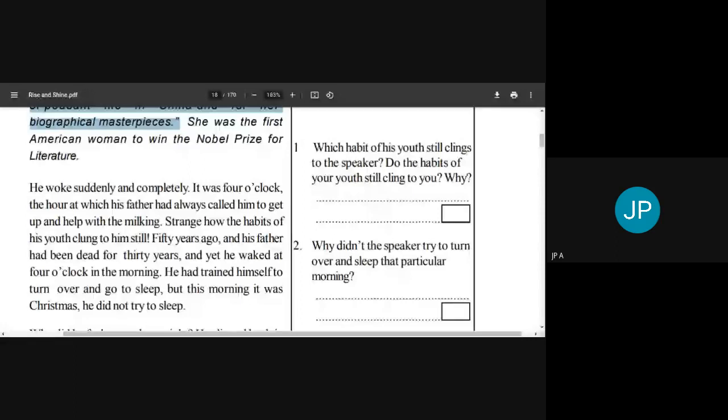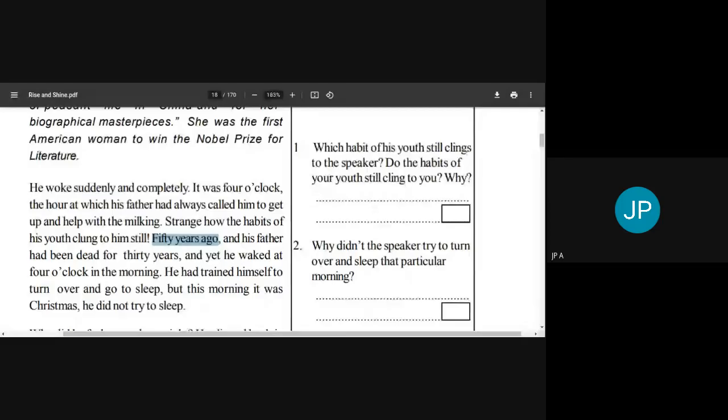Thank you, Grishma. So there are just clues while the story is narrated. 50 years ago, suddenly we understand that this person who is mentioned as he is an old man. He is remembering a time 50 years ago when he was 15.